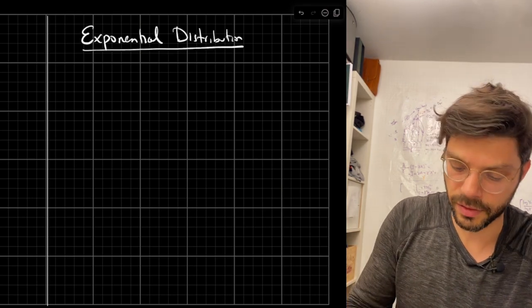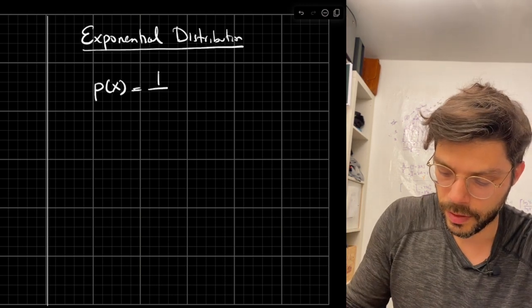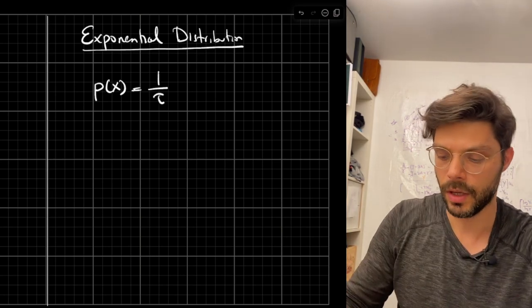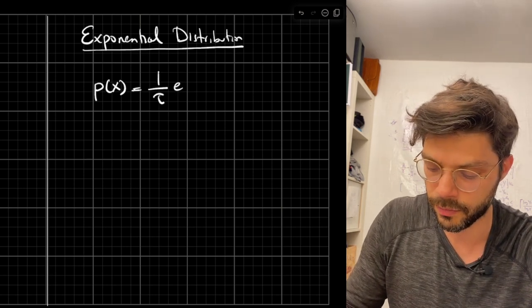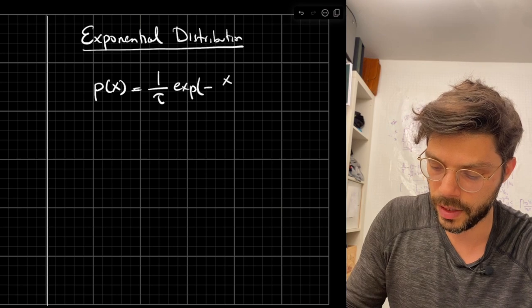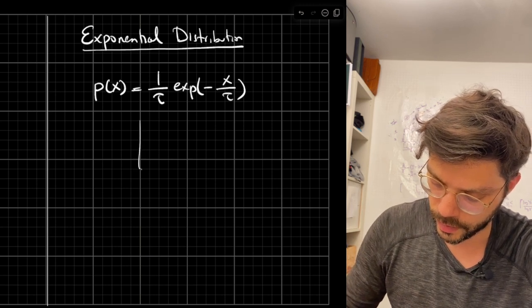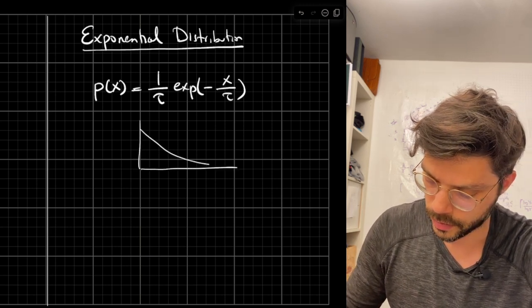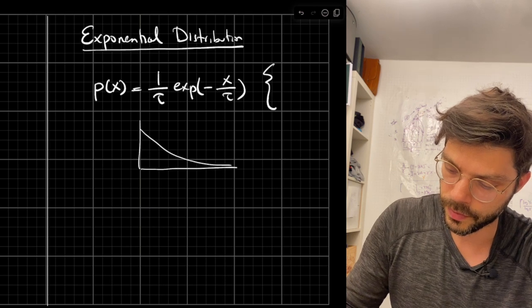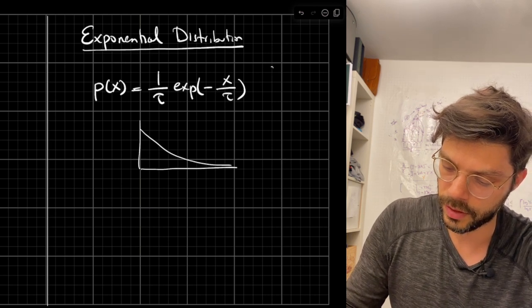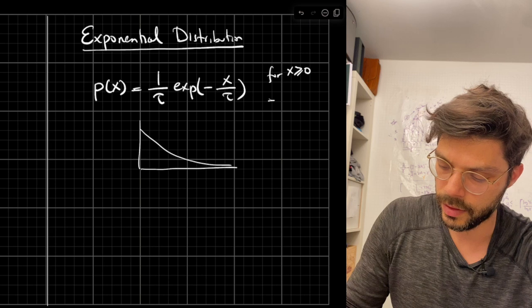Okay, and what does this look like? So P of x is going to have one parameter, and that parameter is its length constant, or its time constant if x is time for you. So it's going to be e to the minus x over tau. And what does it look like? So it looks like this. So it's decaying. So it goes from 0 to infinity, for x greater than or equal to 0, and equals 0 otherwise.